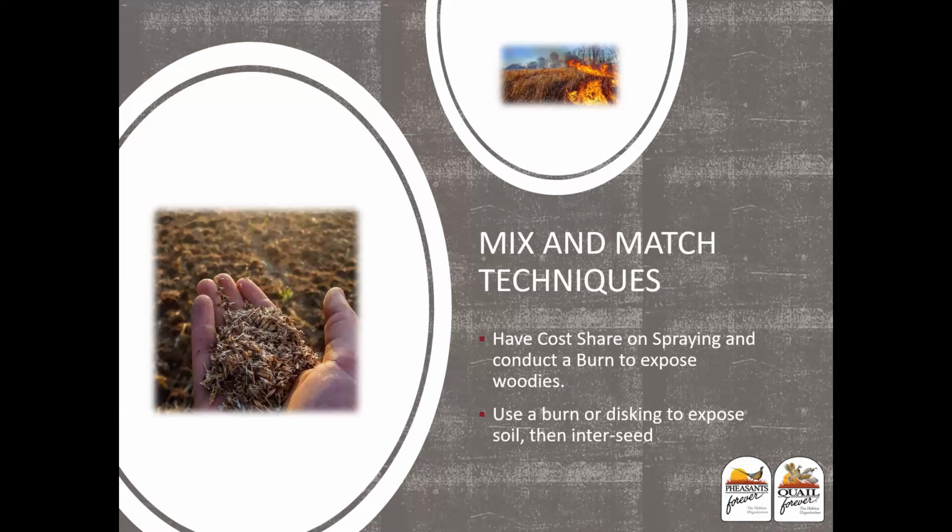And then as well, you can use a burn or a disking to expose some soil and then interseed. So you can have interseeding as your listed mid-contract management, but do the burn and the disking as some site preparation to expose that bare soil so you get better seed-soil contact. You're going to have a lot more seeds germinate. You're going to end up with a lot more diversity in your mix, which is just going to make it a better prairie and a lot higher wildlife value.